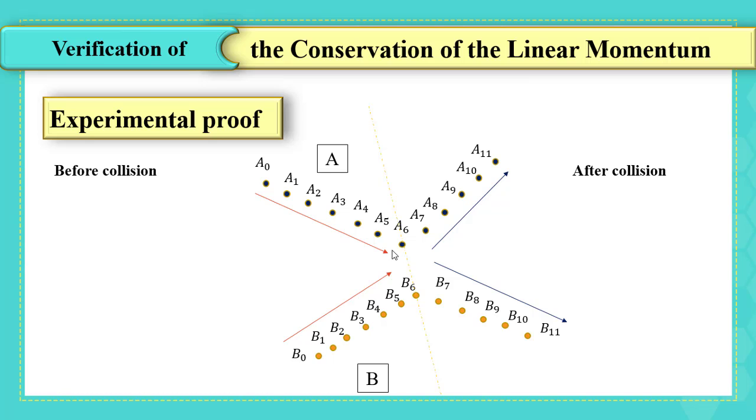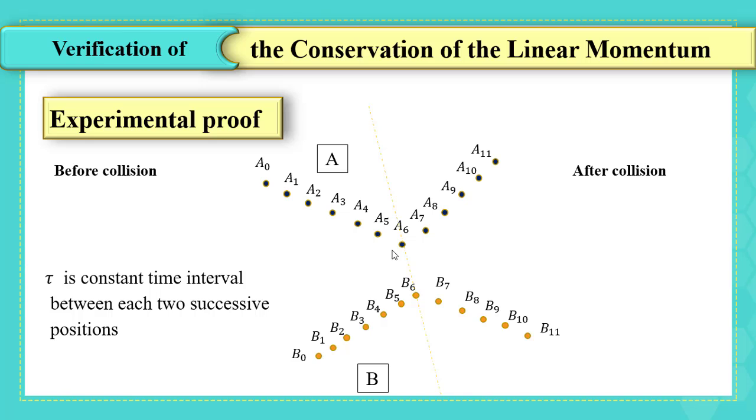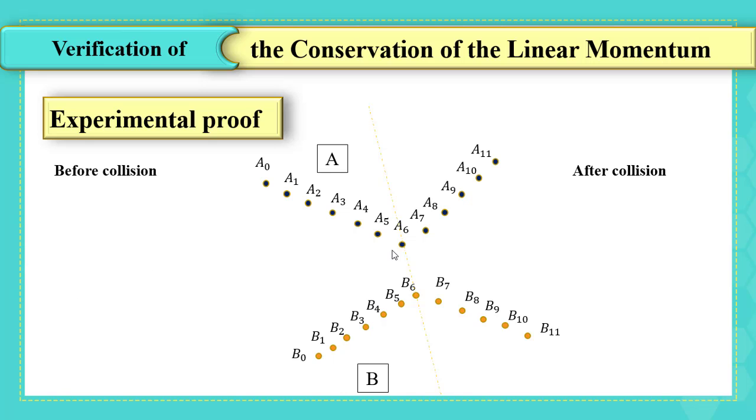We are going to make the study of the system A and B before and after collision. The motion of each puck is uniform before and after collision, since we can see that equal distances are covered during equal intervals of time tau, where tau is the constant time interval between each two successive positions.